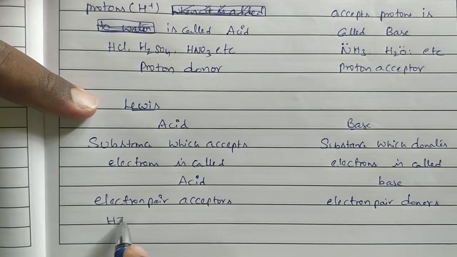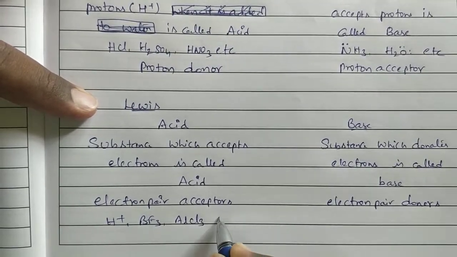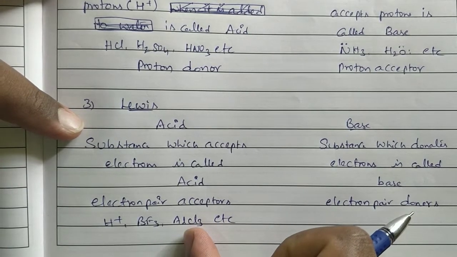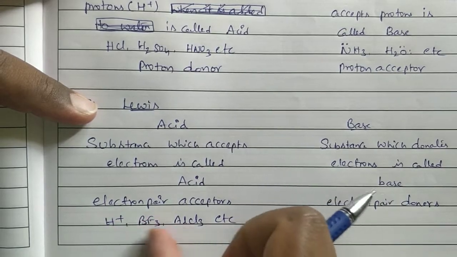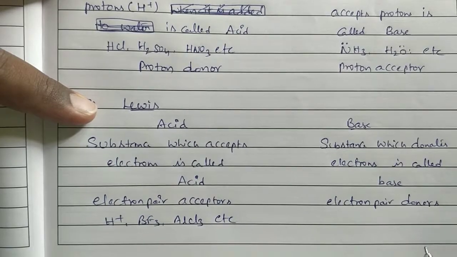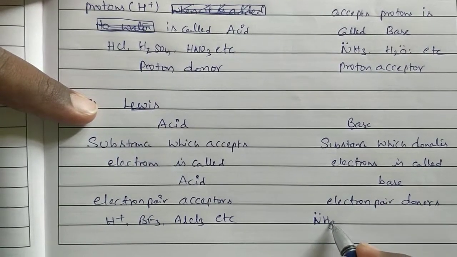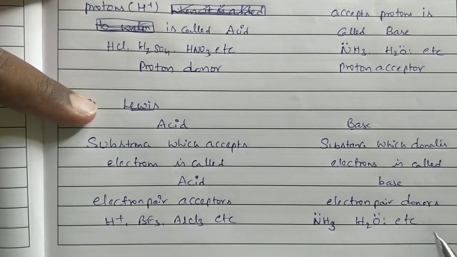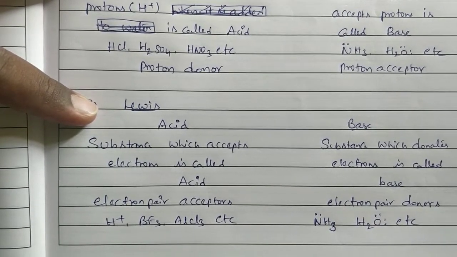Examples: H plus, BF3, AlCl3, etc. AlCl3 contains an empty orbital, BF3 also contains an empty orbital, H plus also contains an empty orbital. They have the capacity to accept an electron pair, so they act as Lewis acids. Coming to Lewis bases, NH3 contains one lone pair, H2O contains two lone pairs, etc. These are examples of Lewis bases.